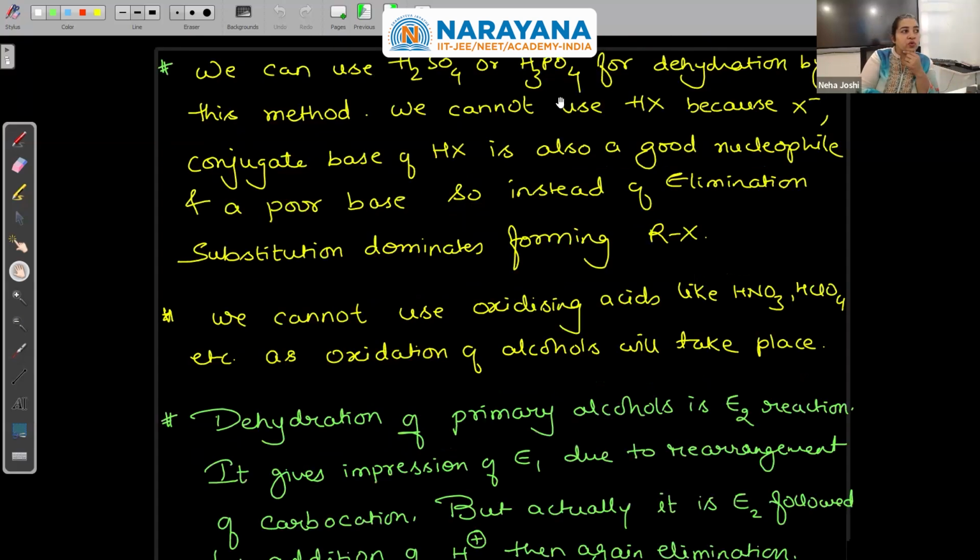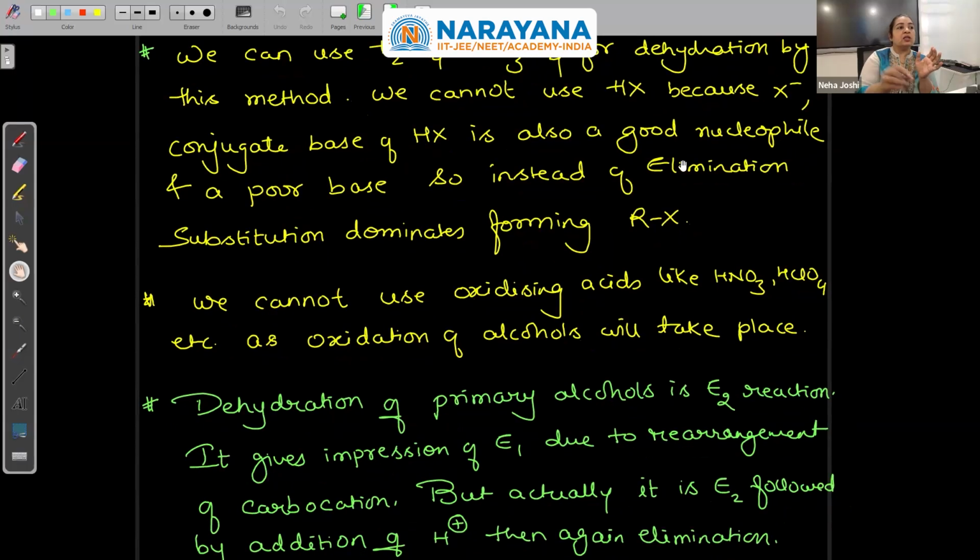We can use H2SO4 or H3PO4 for dehydration by this method. We cannot use HX. Why? Because these X minus are the conjugate base of HX and they are also good nucleophiles, for example Cl minus, Br minus, I minus. And thus they are also poor bases because HX is a strong acid. So instead of elimination, substitution will dominate and RX will be formed. Okay, instead of elimination, we'll have substitution.